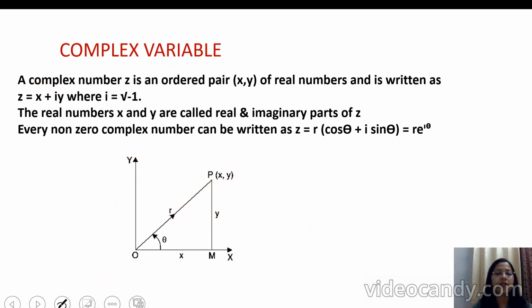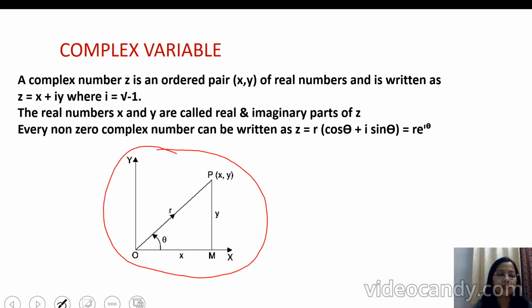We can understand this through the graph as well. Here in the xy plane, if we talk about the complex variable or complex numbers, then this plane is known as Argand plane or complex plane. Here we can denote the point in terms of x and y. So z becomes x plus iota y, and if it is written in terms of r and theta, then this OP magnitude is r and theta is the inclination.